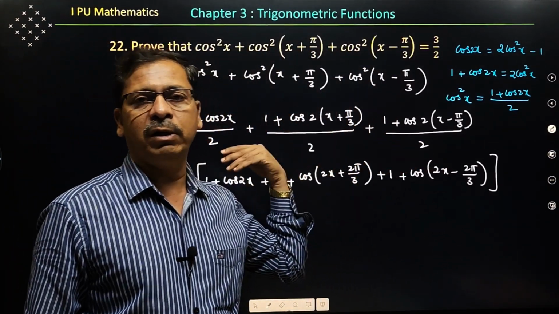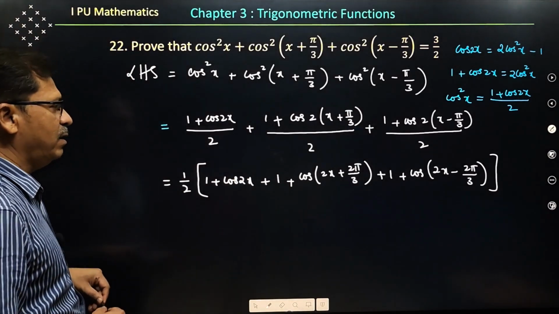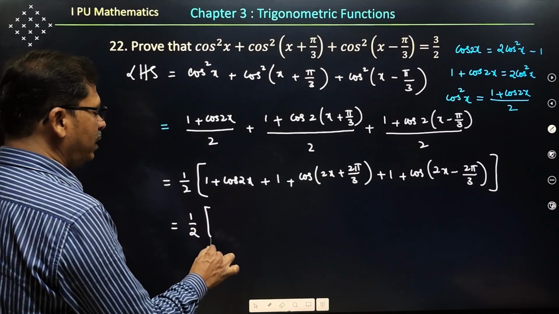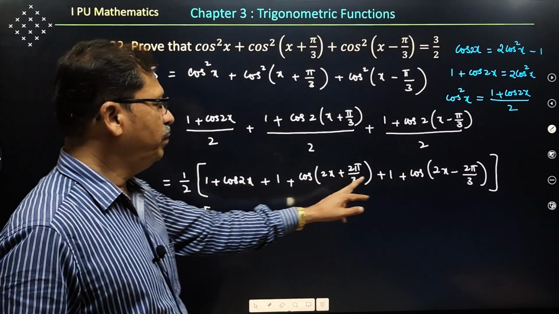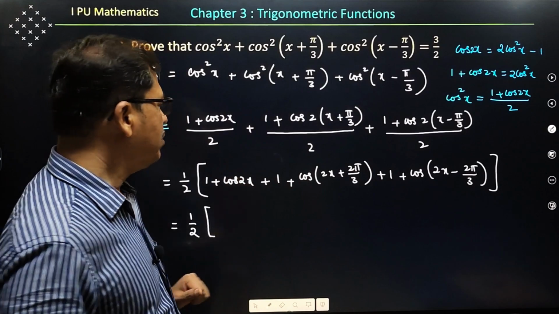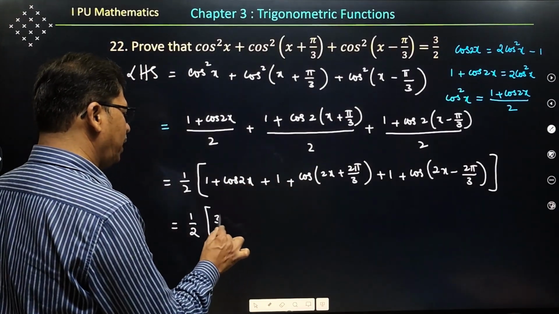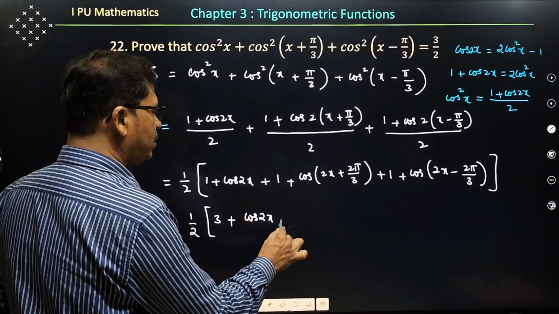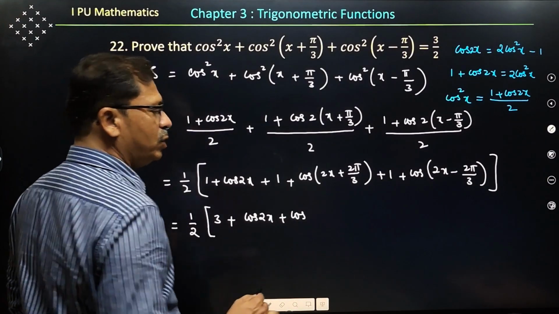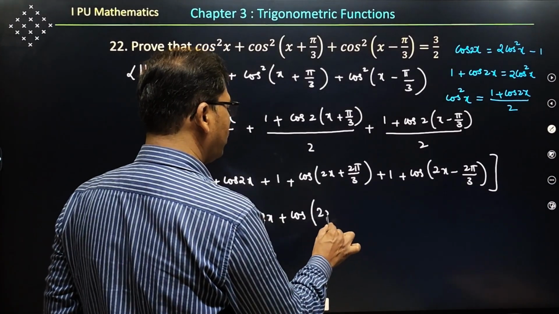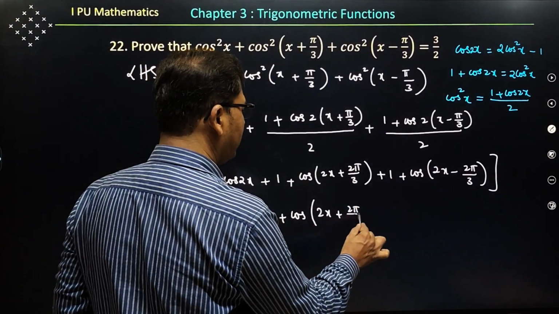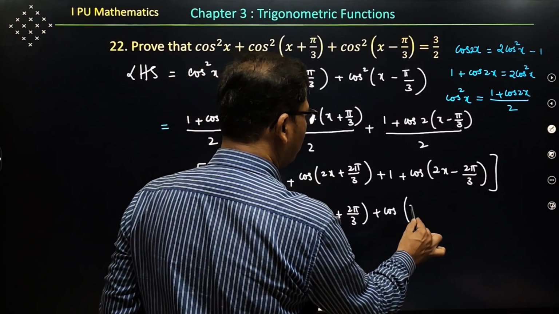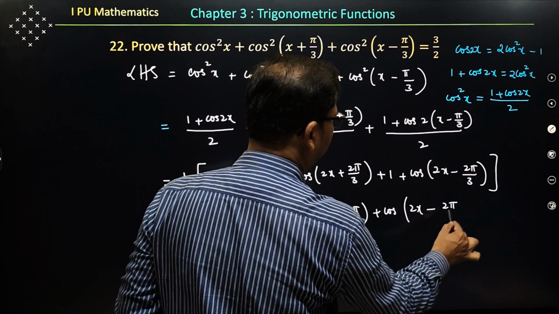2 is taken common. So 1 by 2 as it is into bracket. 1 is added 3 times. 1, 2, this is 3. 3 times you need to add 1. So 3 you write plus cos 2x. Next cos of 2x plus 2 pi by 3. And then plus cos of 2x minus 2 pi by 3.